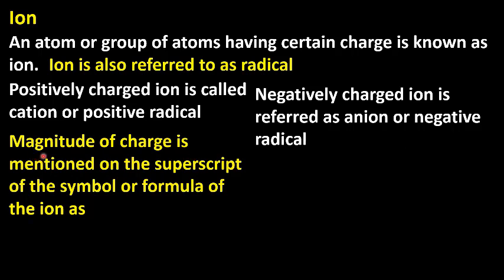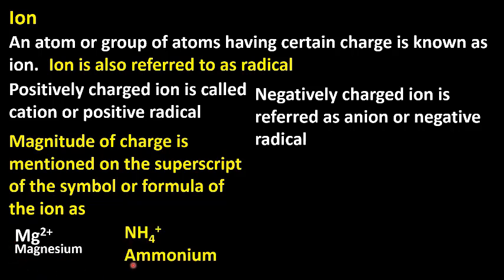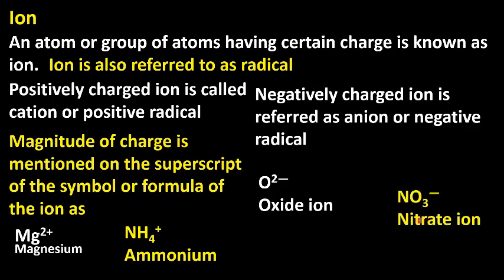Magnitude of charge means the amount of charge, which means it may have 1 unit of charge or 2 units of charge or any number of charge. The magnitude of charge is mentioned as a superscript of the symbol or formula of an ion, as in Mg2+. That means the magnesium ion has 2 units of positive charge. Ammonium ion NH4+ has 1 unit of charge. Oxide ion has 2 units of negative charge. Nitrate ion has 1 unit of negative charge.